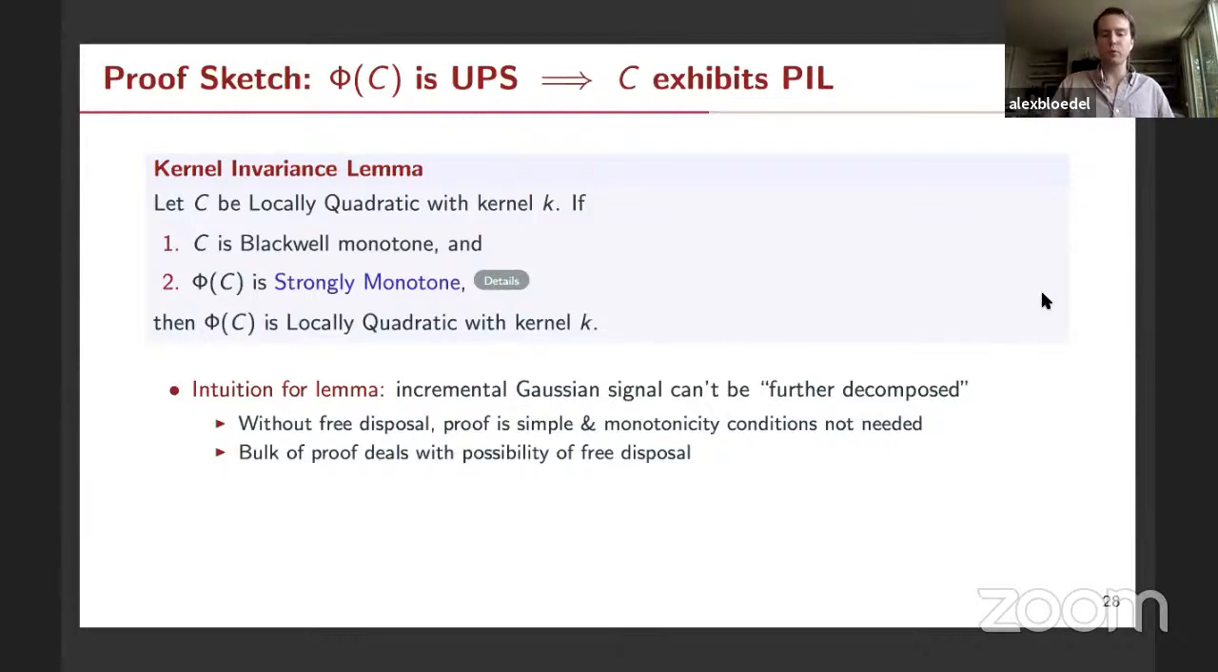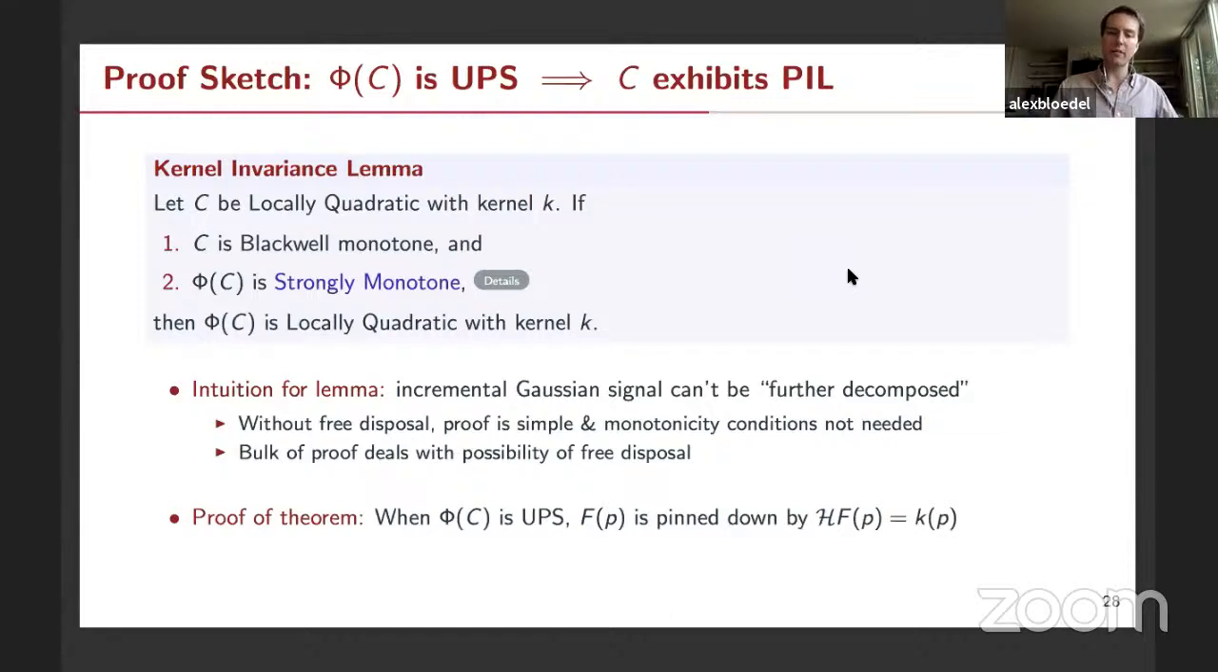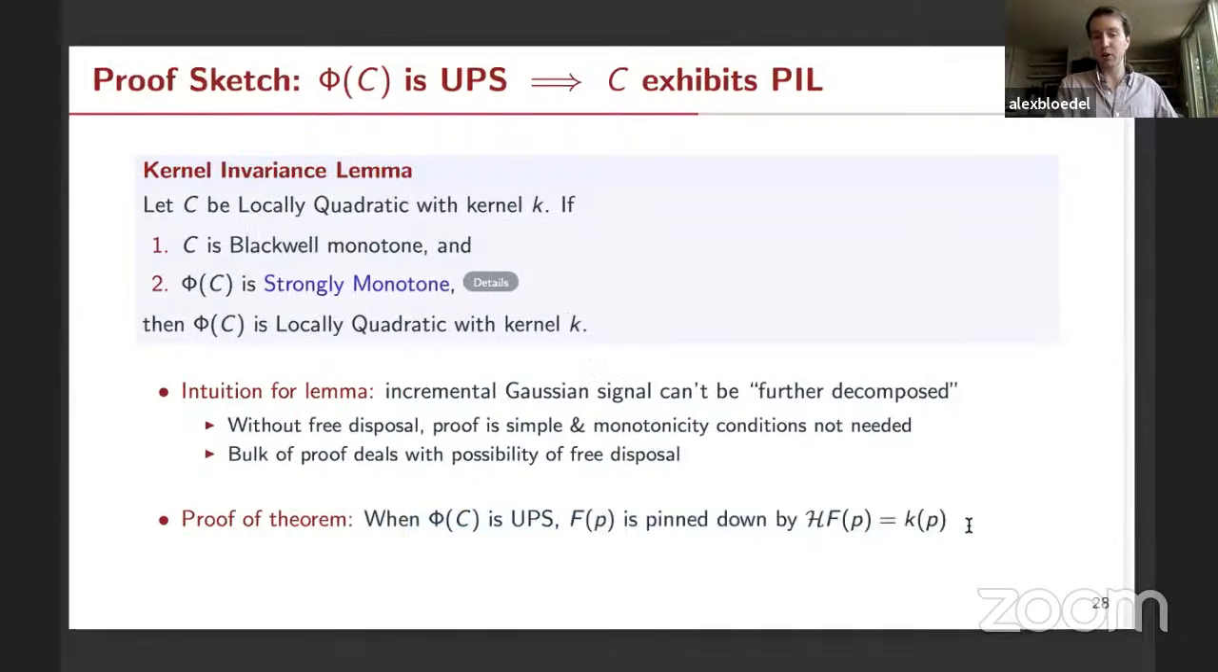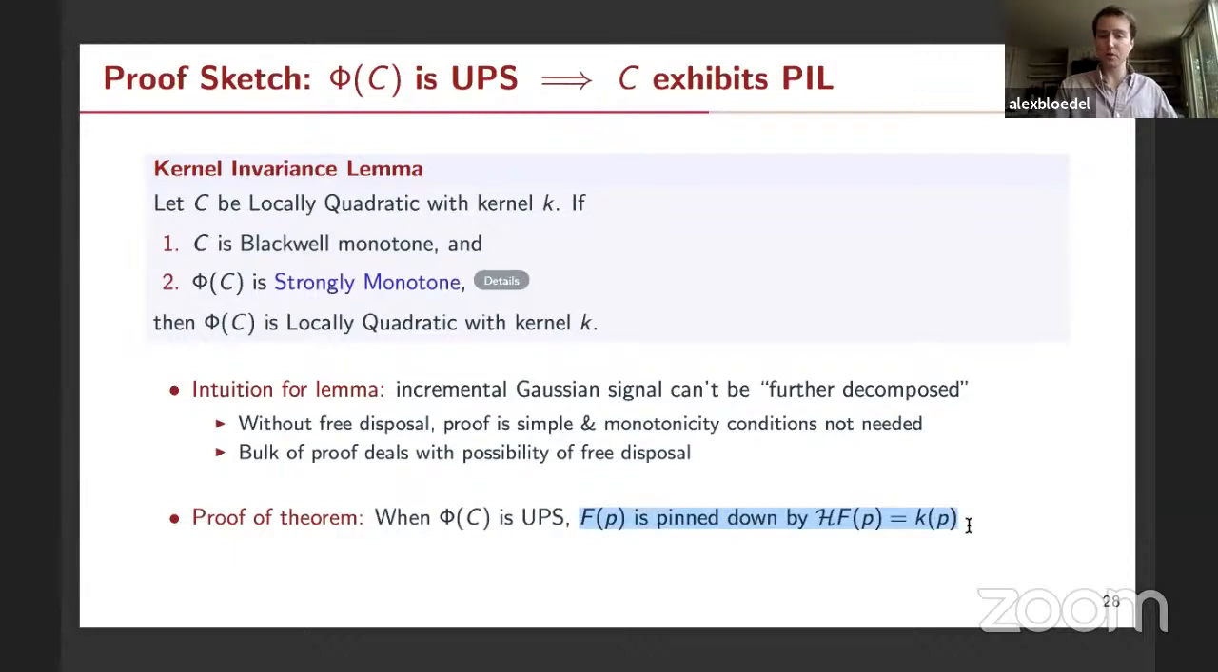The bulk of the proof, and that's also why these monotonicity conditions are needed, deals with the fact that we allow for free disposal. And then once you have this lemma, the proof of the theorem is simple. When the indirect cost is UPS, the potential function is just pinned down by the kernel. So once you know that the kernel is preserved under optimization, you know the potential function and therefore know the entire indirect cost.